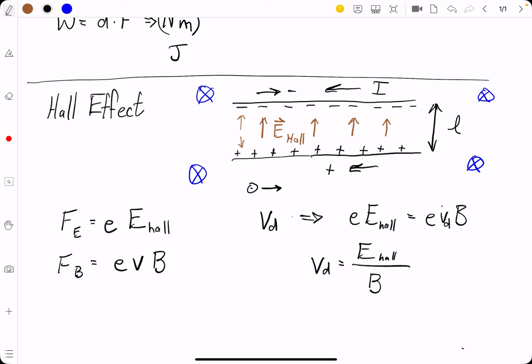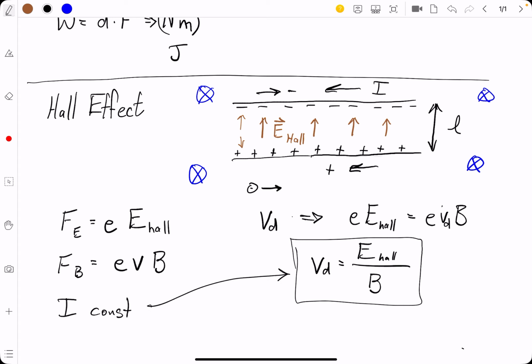And that works. So we like that equation. This is only after it balances. So we're not talking about current ramping up. We're talking about a constant current. So I has to be constant for this to occur. Okay?